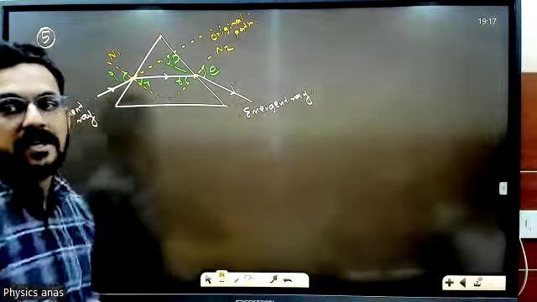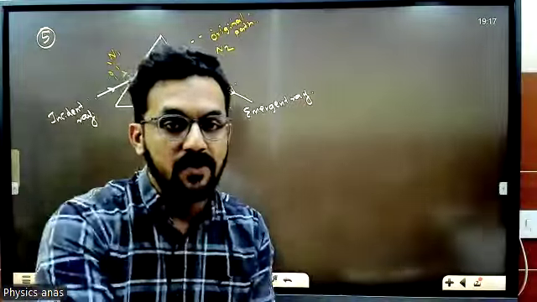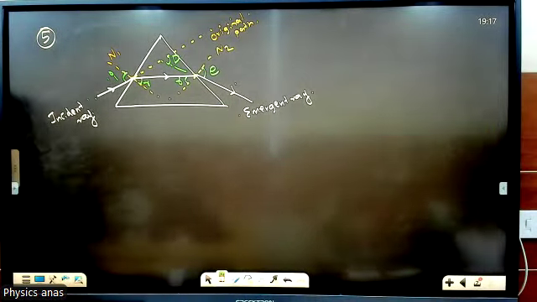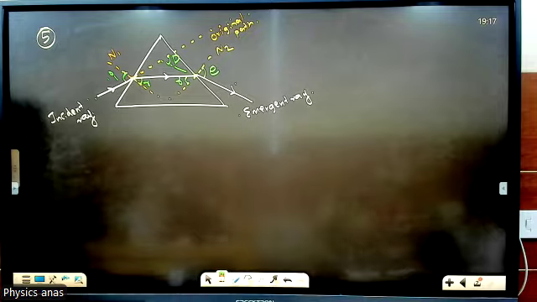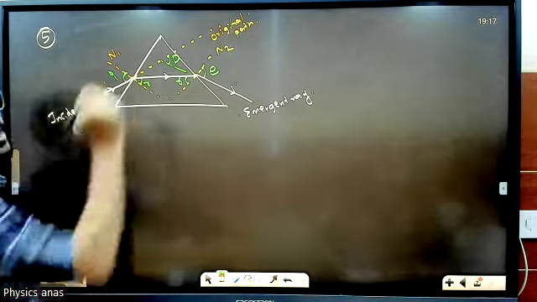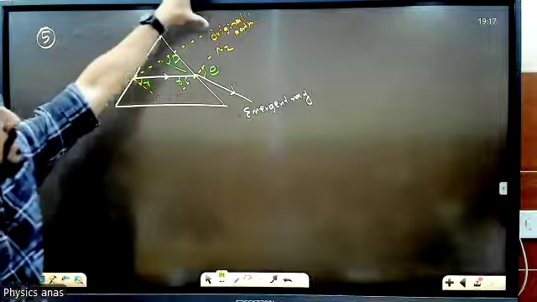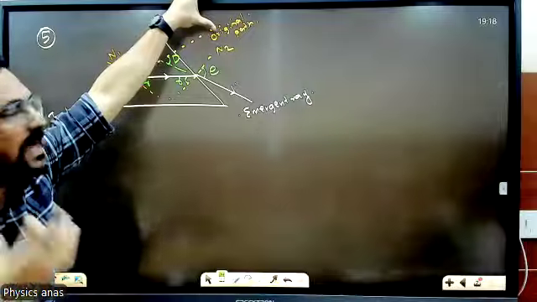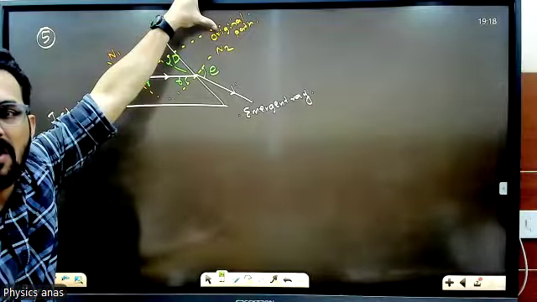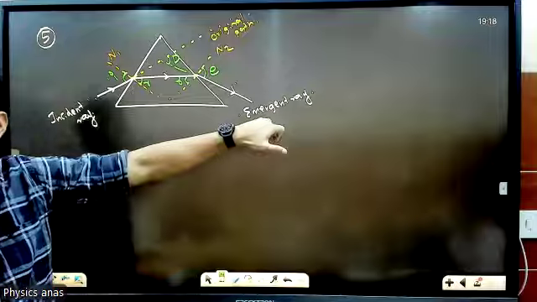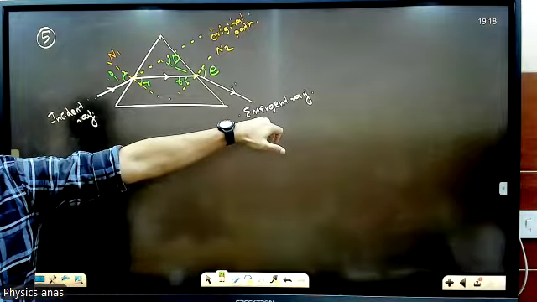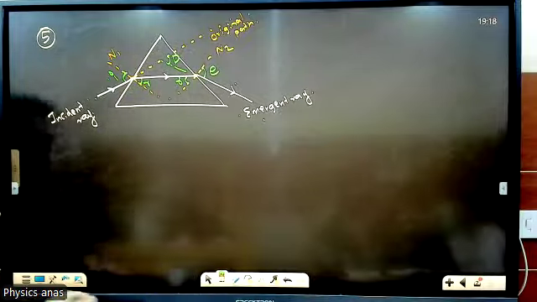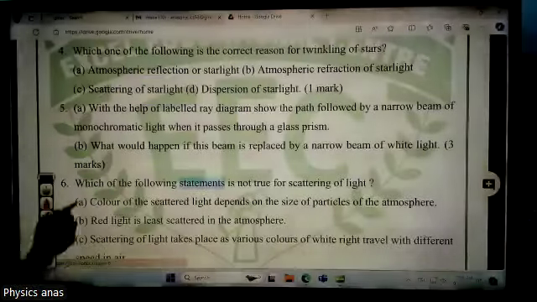And this is the emergent ray. When the light ray is coming out, you can call it the emergent ray. The emergent ray is not parallel to the incident ray, so there will be an angle between them. That angle is called the angle of deviation. So what is the angle of deviation? Say that with me. Angle between the original path of the incident ray and the emergent ray. That's it.